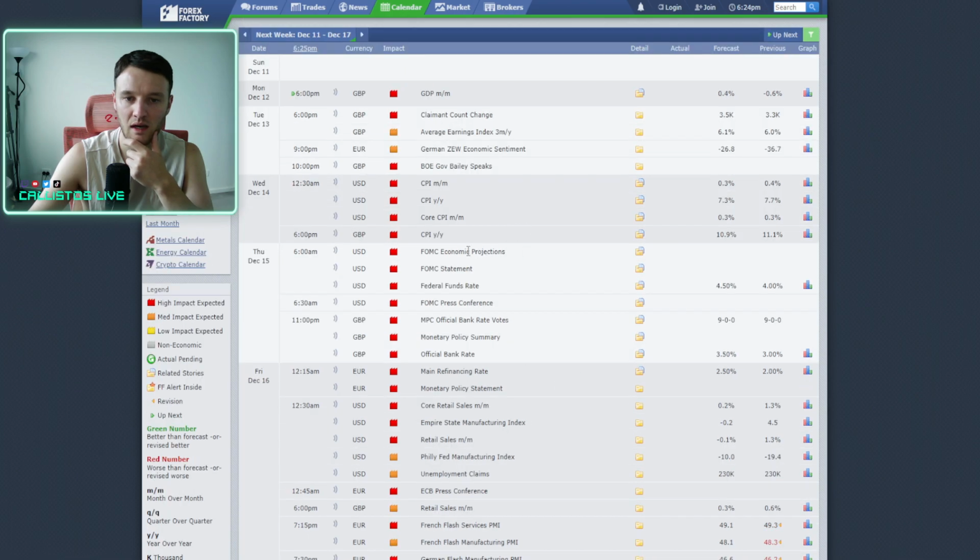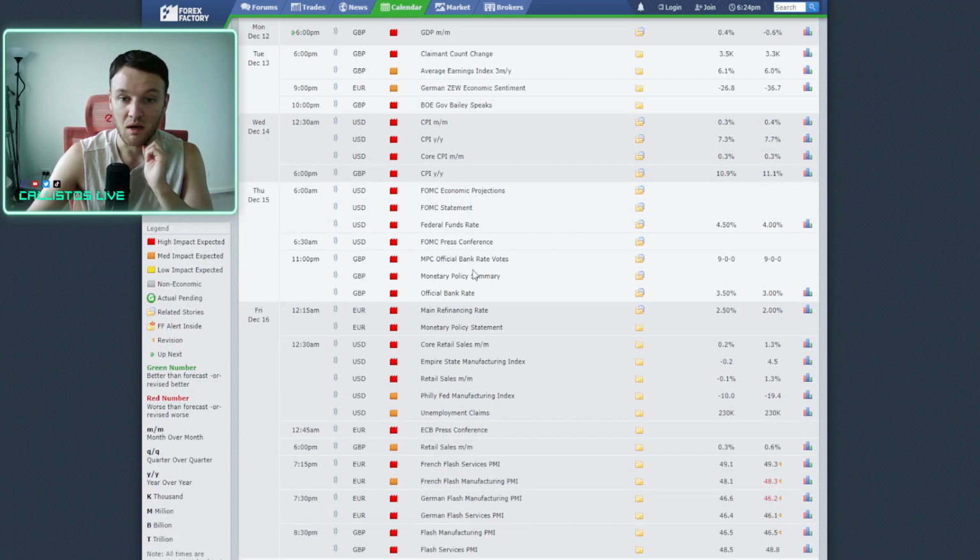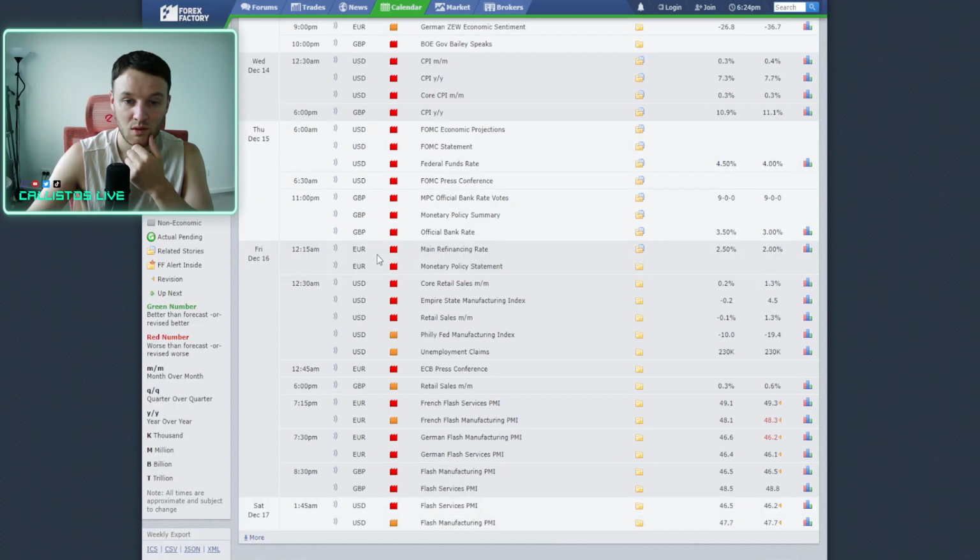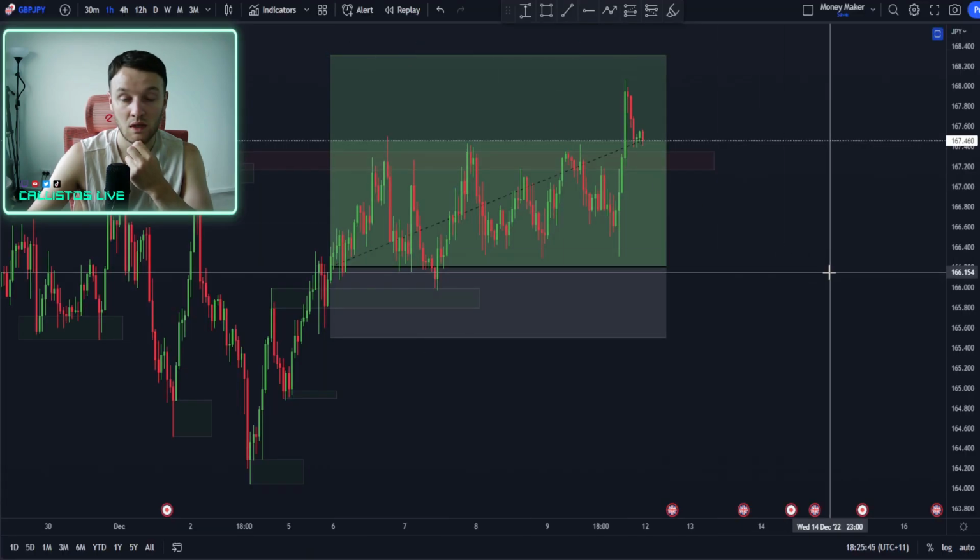This is nuts. We got FOMC. We've got GDP. We've got Bank of England statements. We got CPI for pound, CPI for USD. We got federal funds rate, FOMC, monetary policy, official bank rate on pound, monetary policy statement on euro, unemployment claims. Yeah, this is nuts. Yeah, next week is even more crazy. So we'll see what happens.